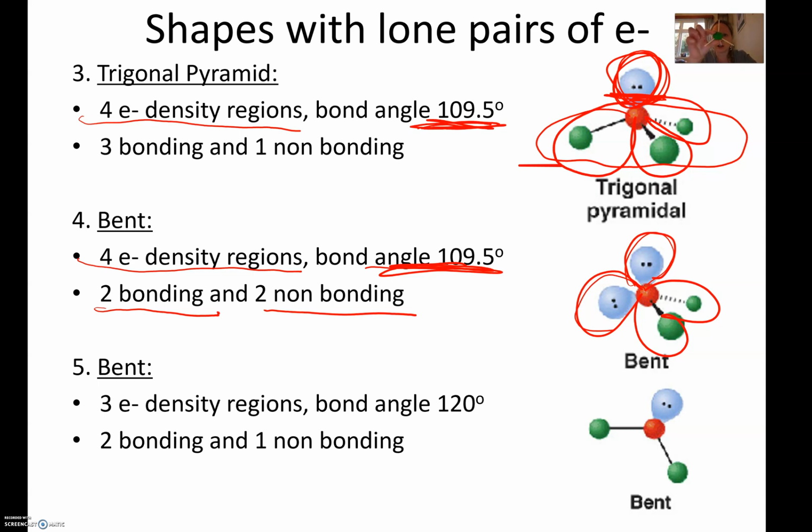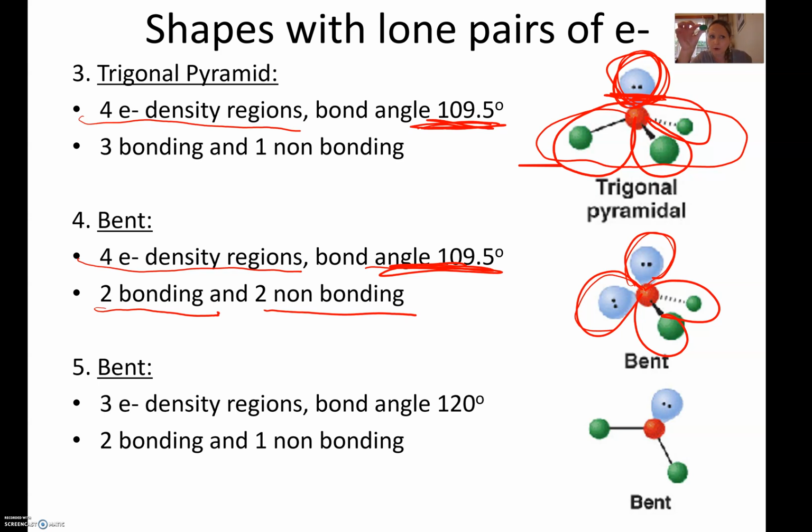So bond angle of 109.5. Just to summarize, there are 3 shapes that have a bond angle of 109.5. That is because there are 3 shapes that have 4 electron density regions. So we're now going to go on to the last shape, which is going to be our bent shape.